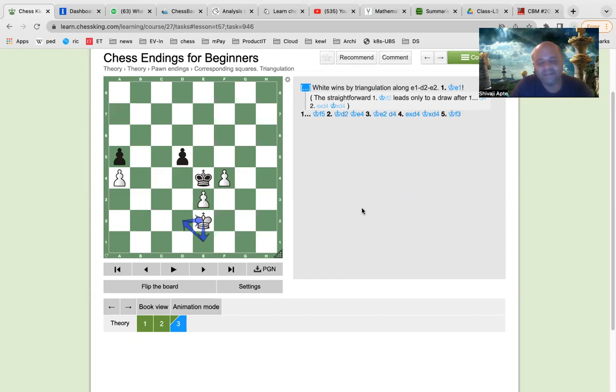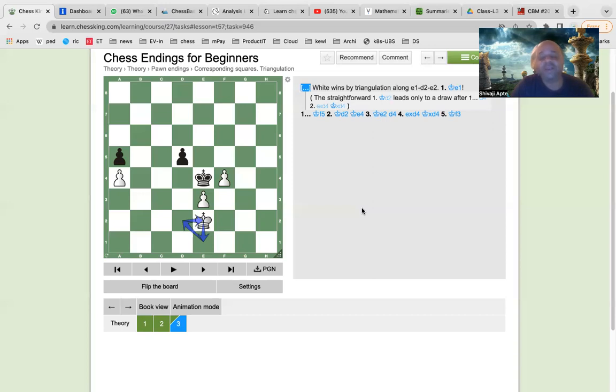F5, right? So when the white king goes to d2, the black king has to go to f5. Okay. So if the white king returns to e2, then the black king will come to e4. Right. So f5 and d2 are corresponding squares. e2 and e4 are corresponding squares. Okay, so far so good.